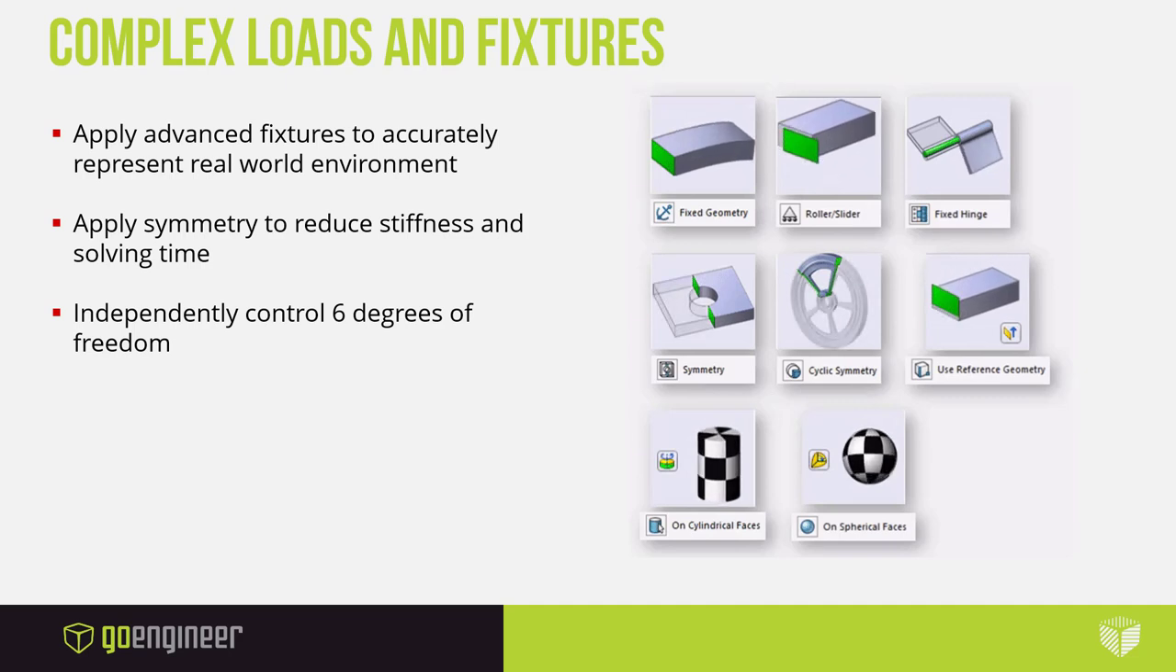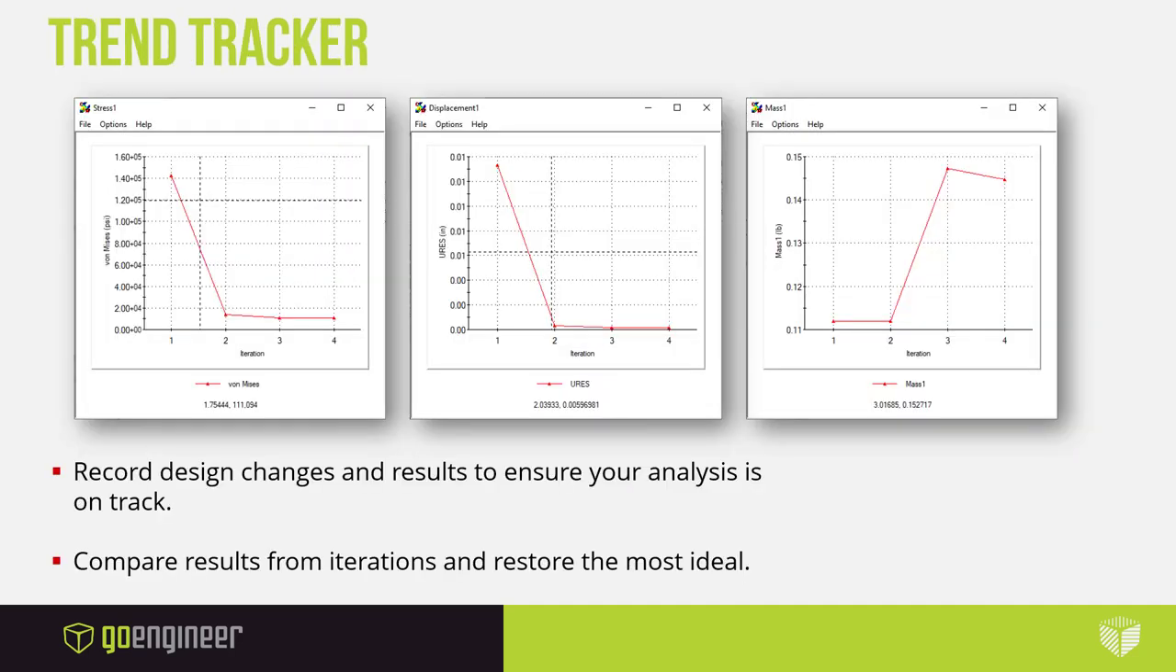And we have a lot more advanced set of fixtures. So let's say, even if you had a part that had symmetry, you can actually halve the calculation time that is taken to study a piece by adding symmetry to it. And of course, this is more granular control for the 6 degrees of freedom that each component will have. And then Trend Tracker helps you figure out if the settings and parameters that you're changing are actually heading towards the goal that you're trying to achieve in your simulation study and your design.